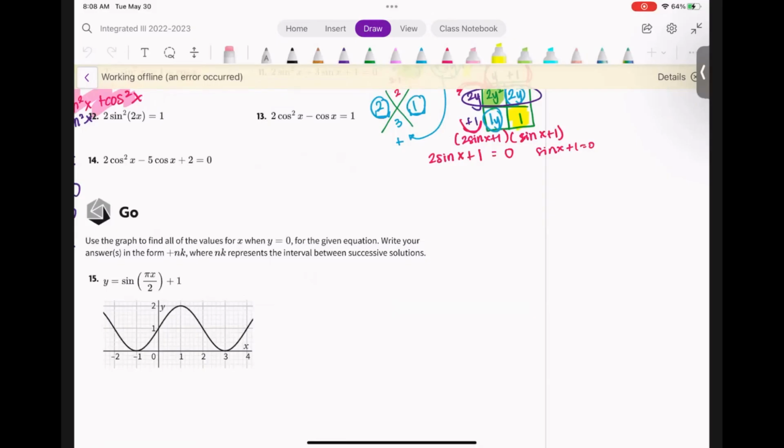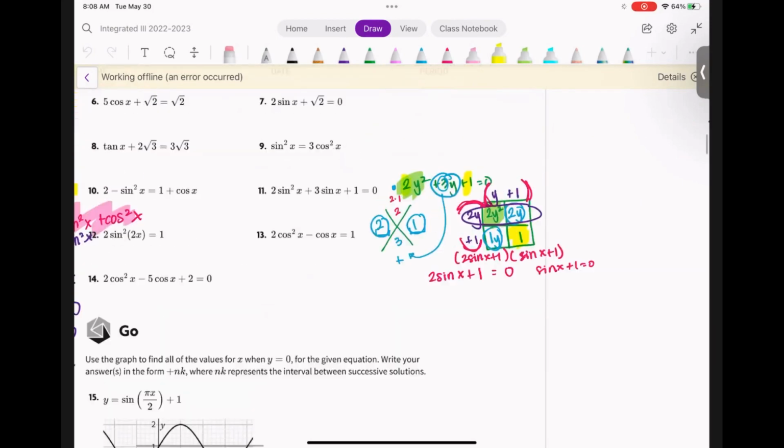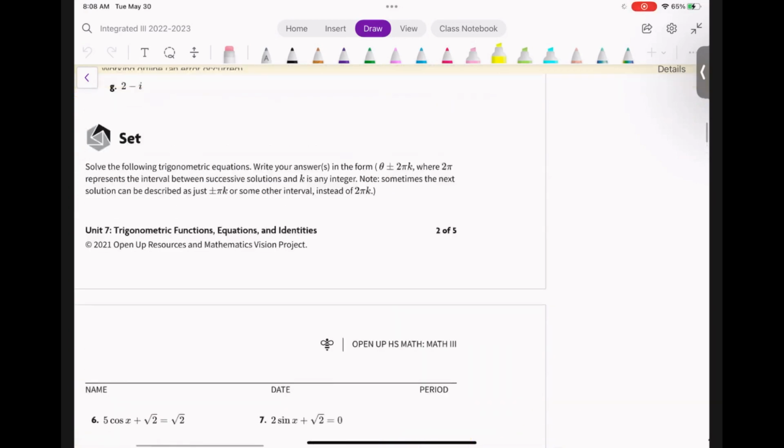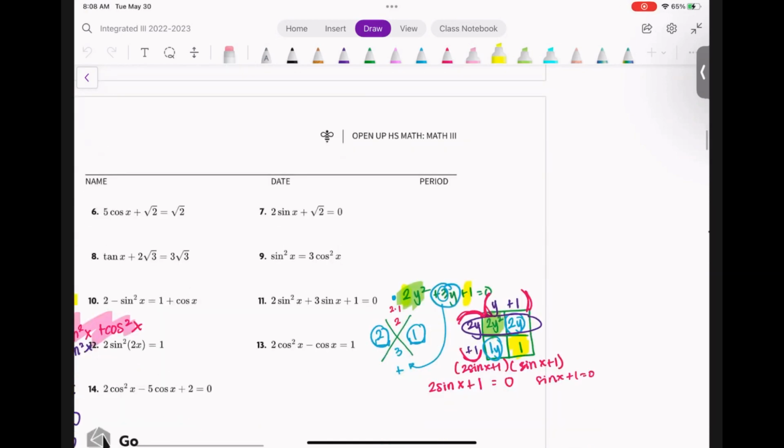All right, so we're back and we are doing 7.9, number 12 in this video. The directions are for you to solve the following trig equations. Write your answer in the form of theta plus 2 pi k, where 2 pi represents an interval of successive solutions and k is any integer. Sometimes the next solution can be described as plus or minus pi k or some other interval instead of 2 pi k. So they just want you to find all solutions.